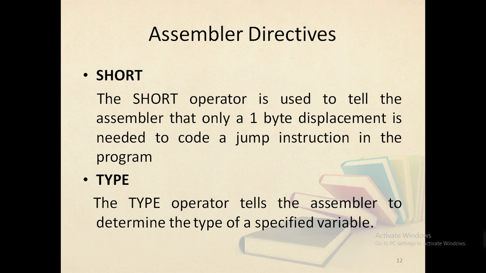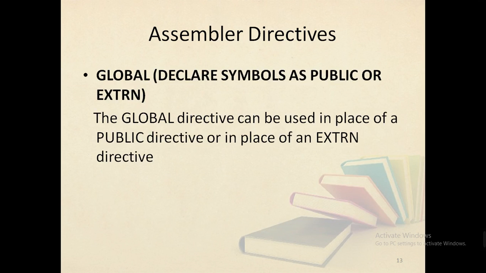And coming to the next assembler directive, GLOBAL. That means declare symbols as public or external. The GLOBAL directive can be used in place of the PUBLIC directive or in place of the EXTRN directive. For a name or symbol defined in the current assembly module, the GLOBAL directive is used to make the symbol available to other modules. The statement GLOBAL DIVISOR, for example, makes the variable DIVISOR public so that it can be accessed from other assembly modules.